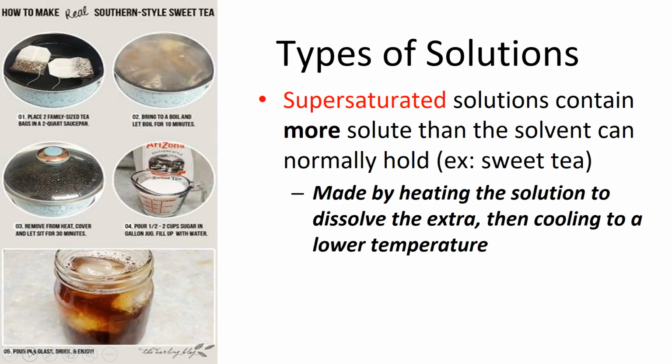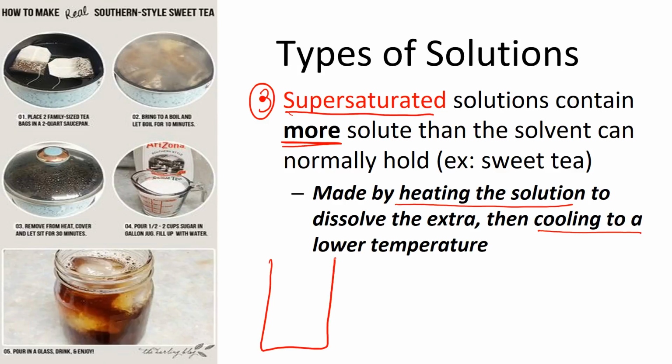Now, if we want to talk about our third one, which is supersaturated, a supersaturated solution contains more solute than the solvent can normally hold at that temperature. An example of that is sweet tea. And the way you make sweet tea is you heat the solution first to dissolve the extra, and then you cool it to a lower temperature. So let's say, again, I've got this gallon of tea, and it's at let's say 50 degrees Fahrenheit. It's been sitting in the fridge for a while. Very nice and cold.